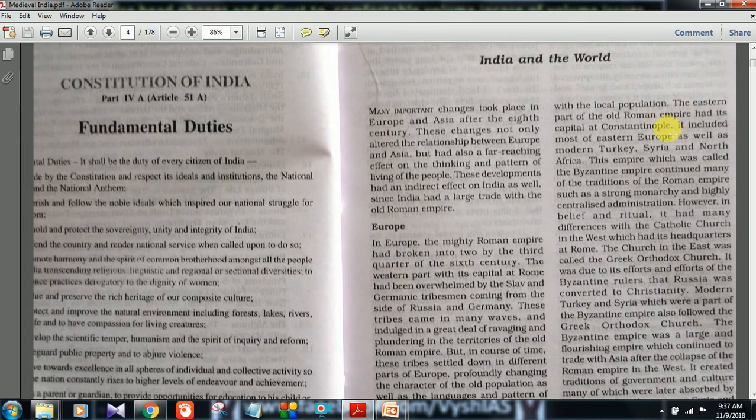The eastern part of the old Roman Empire had its capital at Constantinople. So on one side it is Rome and on the other side it is Constantinople.